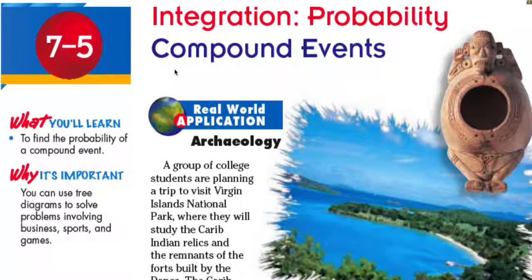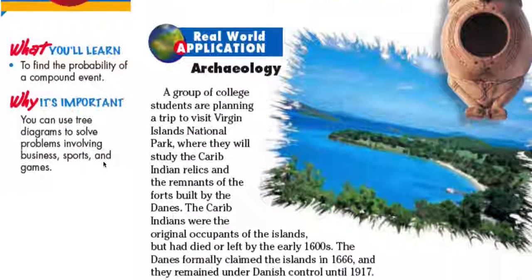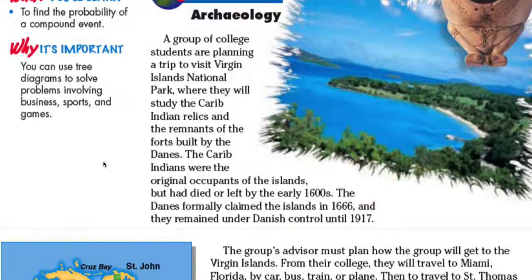Lesson 7-5, compound events. In this lesson you'll learn to find the probability of a compound event. Why is it important? Because you can use tree diagrams to solve problems involving business, sports, and games. Let's take a look at a real-world application in archaeology.